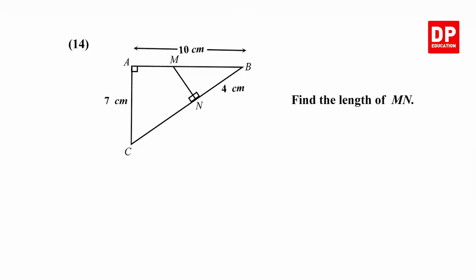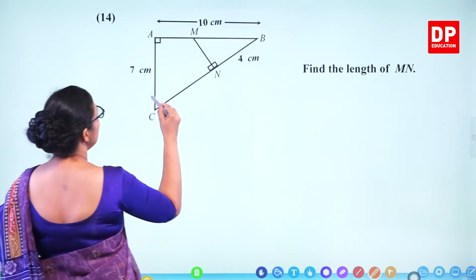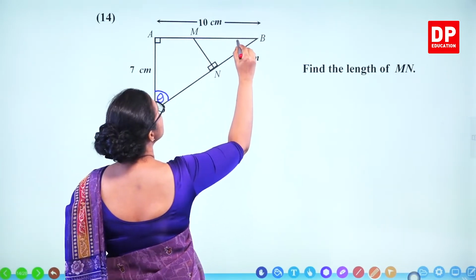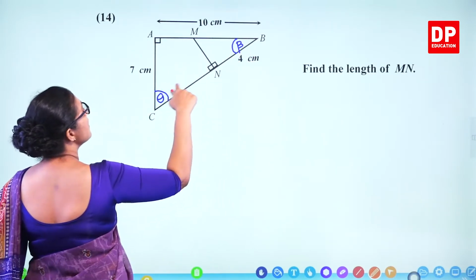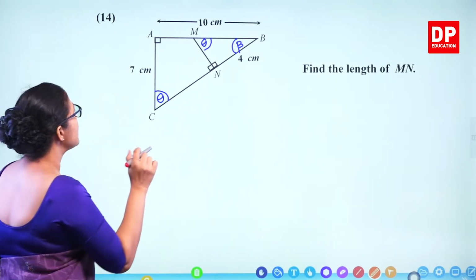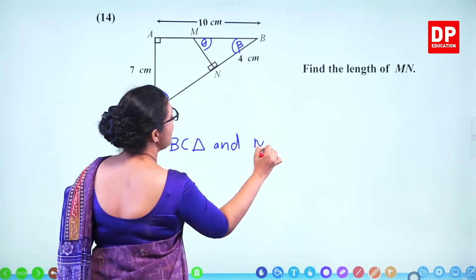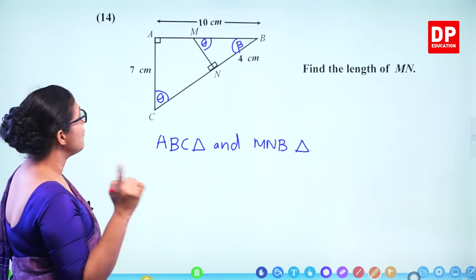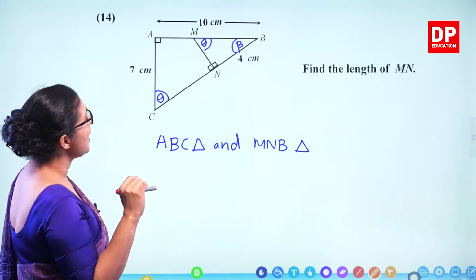Question number 14. Find the length of MN. Now look at these two triangles here. We'll take, this is theta and this is beta. So here theta plus beta is 90. So this is beta, means this should be theta because 90 is there. So we can say ABC triangle and MNB triangles are equiangular and similar. So if the two triangles are similar, the ratios you can use to find out the length MN.